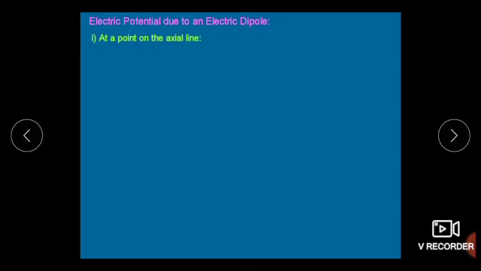Next we are going for electric potential due to an electric dipole at a point on the axial line, at a point on the equatorial line, and at a point anywhere.